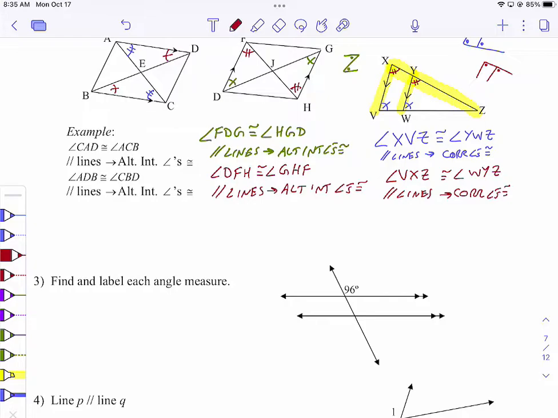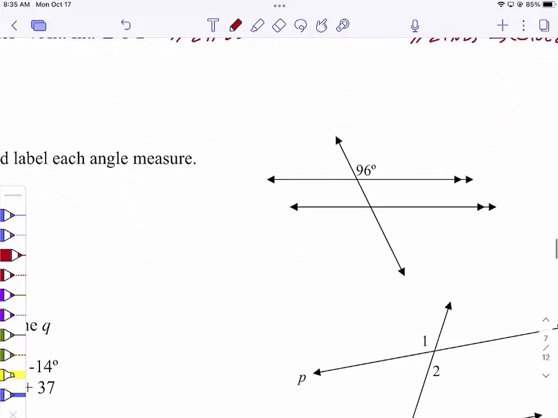Number 3 says find and label each angle measure. And if these lines weren't parallel, you couldn't find all of these angles. But if the lines are parallel, which they are, that's what those double arrows mean, I only need one of these 8 angles, and I could find all the other ones in here. So there's 8 angles there. Once I have one, I can find every other one.